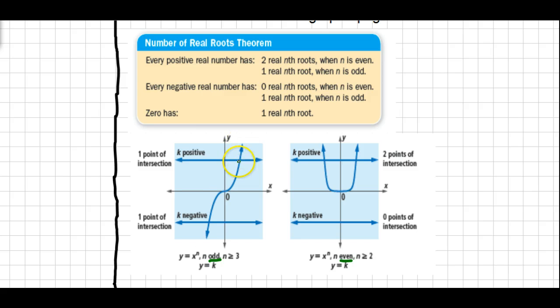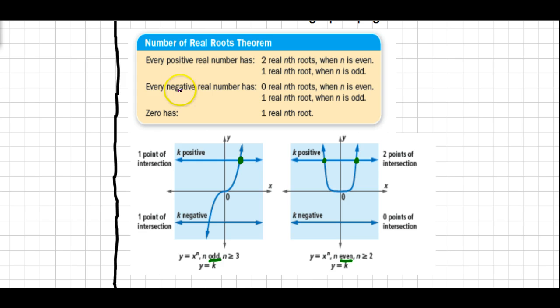On the odd graph, if you're trying to find a positive root, you're going to get one solution. So a positive answer, you're going to have one real solution when it's odd. And when it's an even graph on the right, if you have a positive number you're trying to find, you're going to get two solutions, both a positive and a negative there. So it's going to be 2 or 1 solution when you're dealing with a positive or anything above the x-axis.